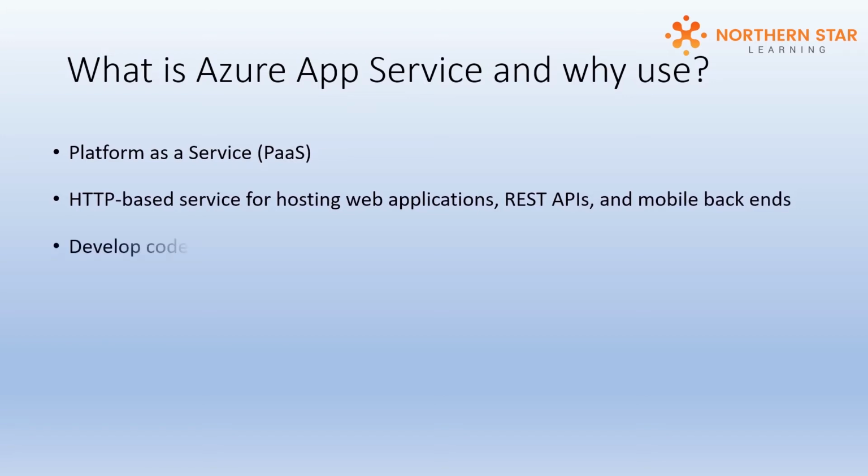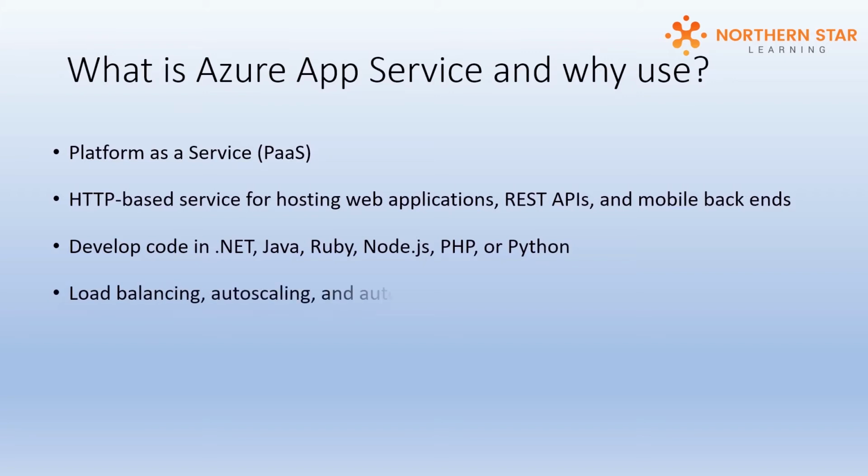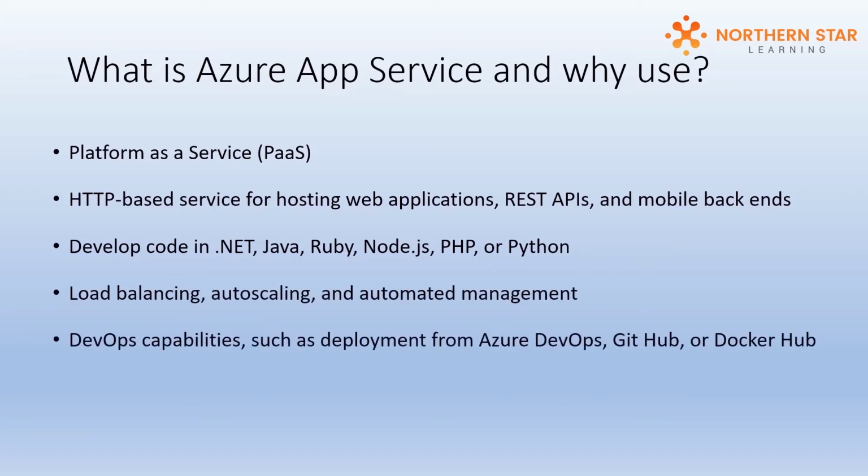You can develop in your favorite language, be it .NET, Java, Ruby, PHP, or Python on both Windows and Linux-based environments. Some key features of App Service are auto-scaling, load balancing and automated management. You can also take advantage of its DevOps capabilities, such as continuous deployment from Azure DevOps, GitHub, or Docker Hub. With App Service, you only pay for the Azure compute resources you use.